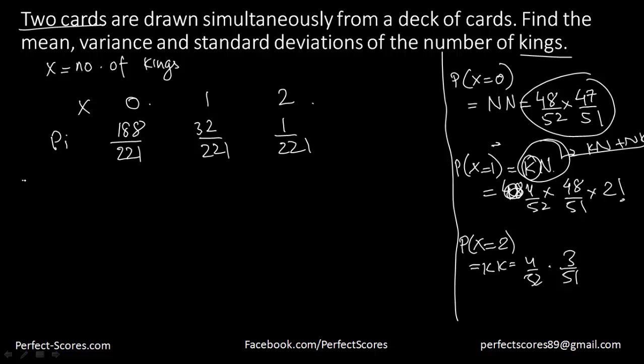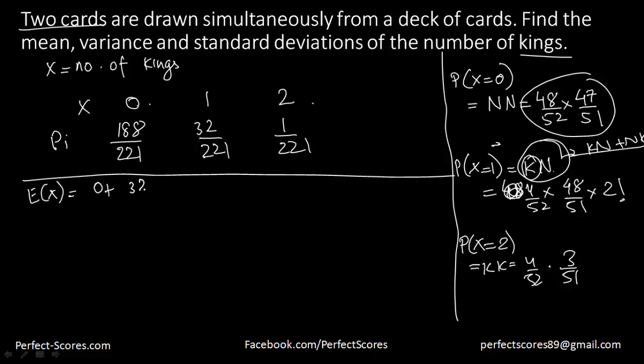Now we have to find the mean, which is the expected value of X. That is going to be 0 into 188 by 221, which is 0, plus 1 into 32 by 221, plus 2 into 1 by 221, which is 2 by 221. So my answer is 34 by 221. That is the expected value of X, which is the mean.